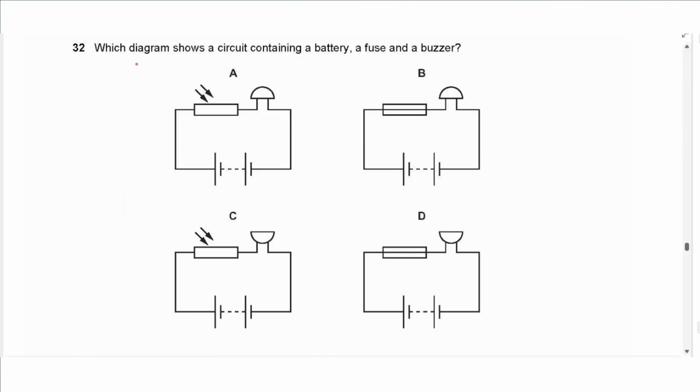Question 32 says which diagram shows a circuit containing a battery, a fuse, and a buzzer? So this is not a fuse, this is not a buzzer, that's a bell. This is a fuse, this is not a buzzer, that's a bell. This is a fuse and this is a buzzer, so the answer is D. Also, this is not a fuse, that's a light dependent resistor.